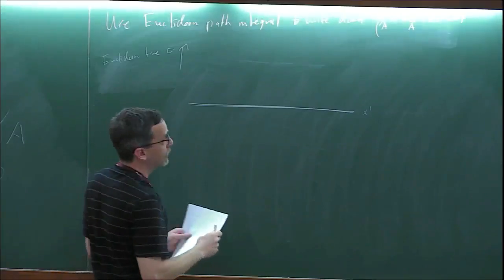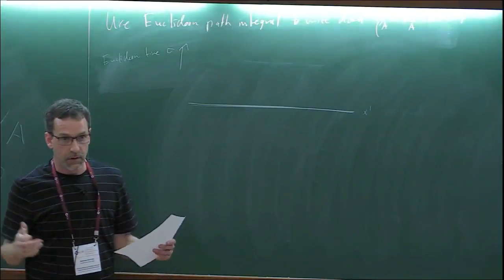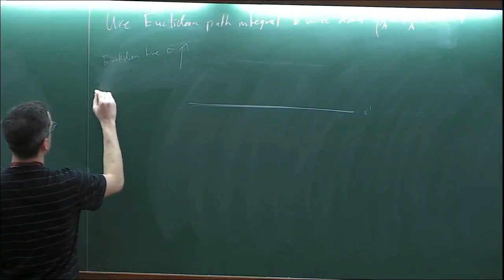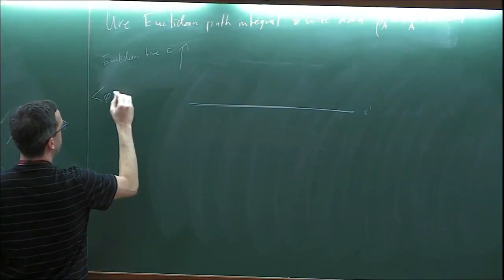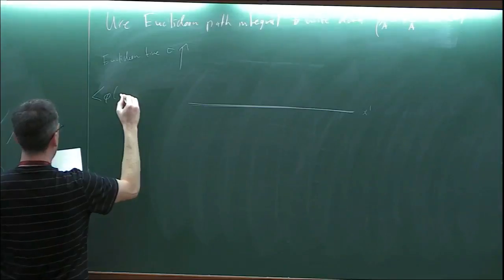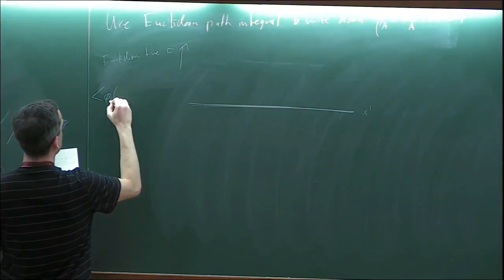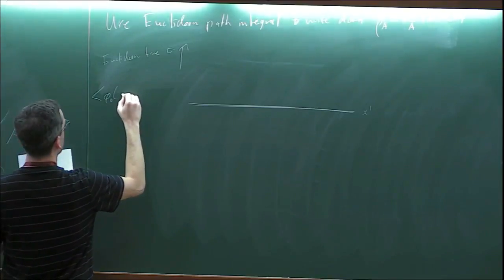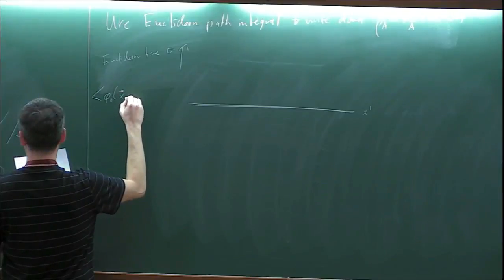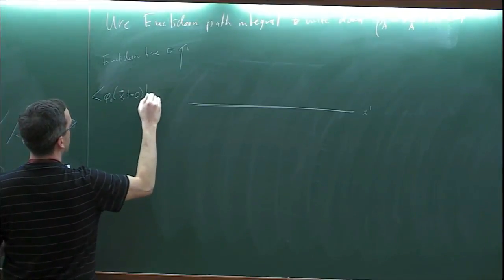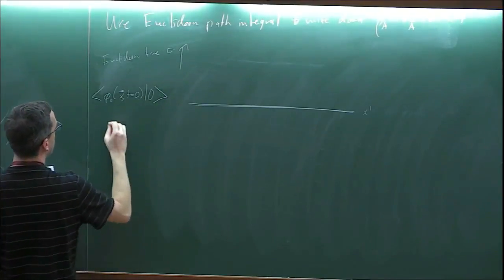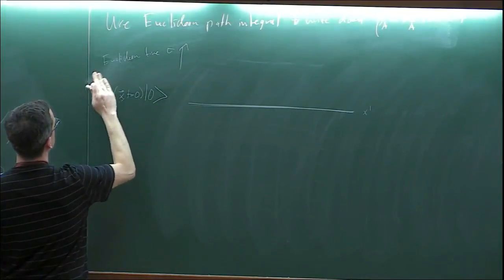So essentially what I want is a wave functional. The wave functional is the ground state in the basis where my fields take definite values at some given time. So let me call that phi naught of x at t equals 0. So this is my ground state wave functional.